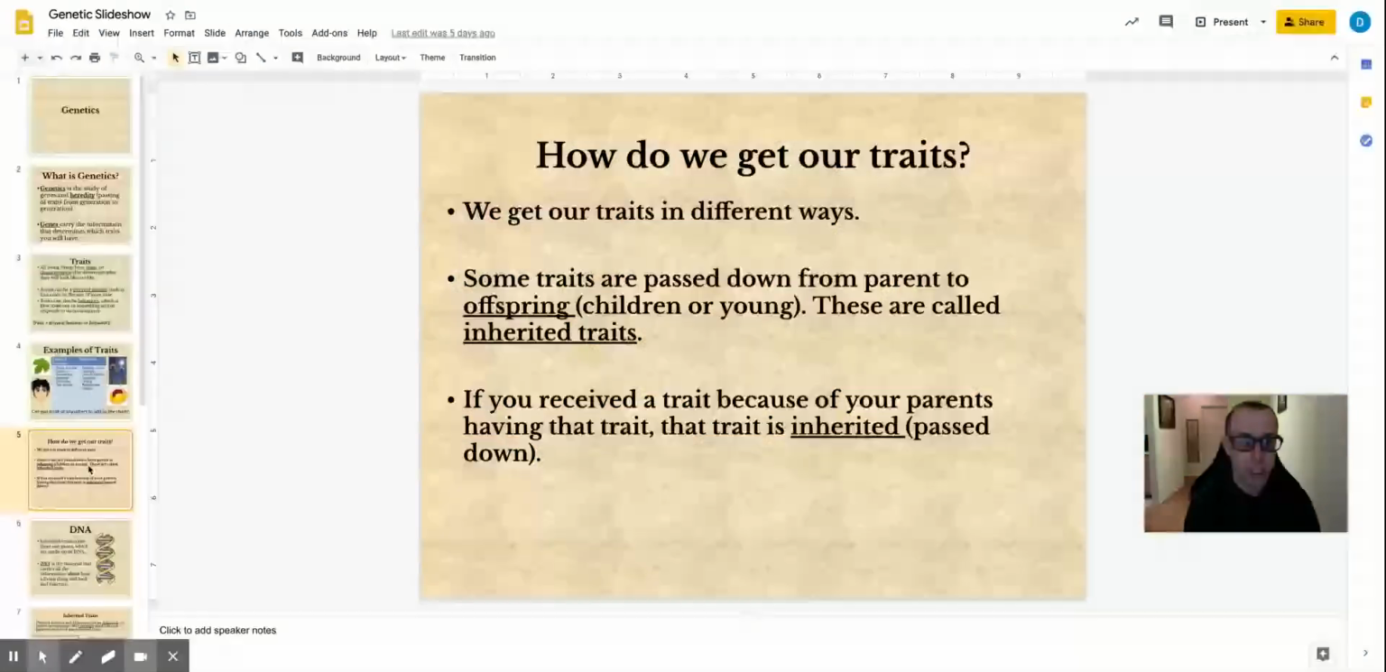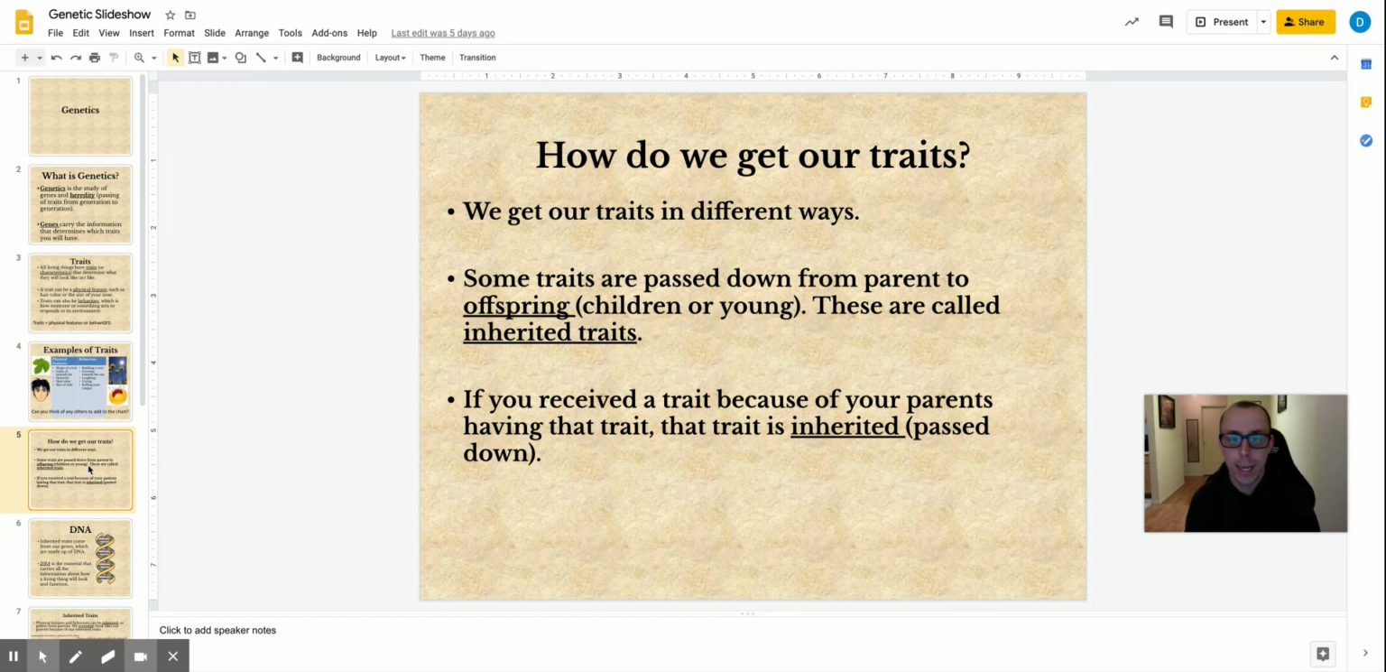How do we get our traits? We get our traits in different ways. Some traits are passed down from parent to offspring, from children. Oh, offspring could be referred to as children or young. These are called inherited traits. If you received a trait because of your parents having that trait, it is inherited, meaning it's passed down and it's in your genetic code, your DNA. So how do we get? Oops, this is the one we're on.